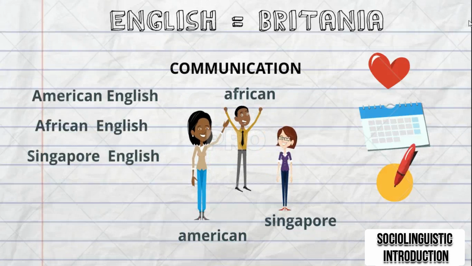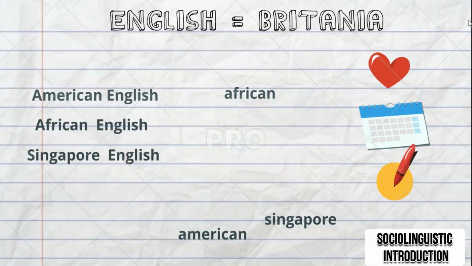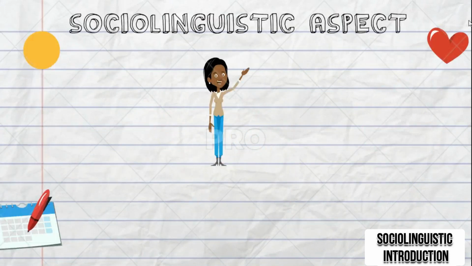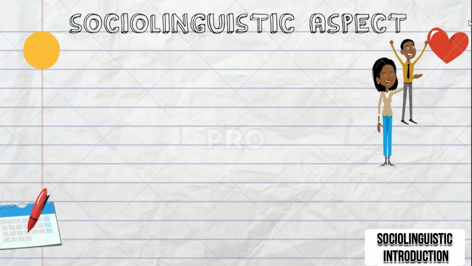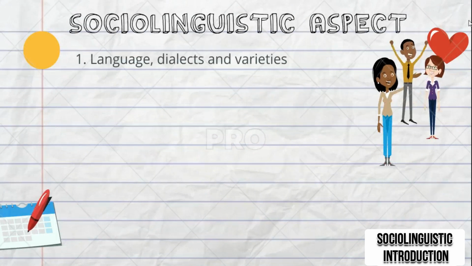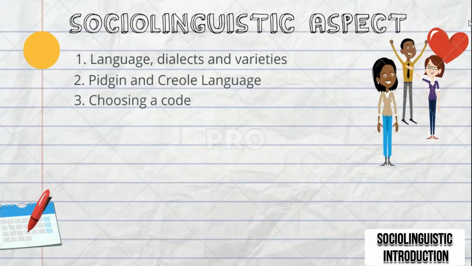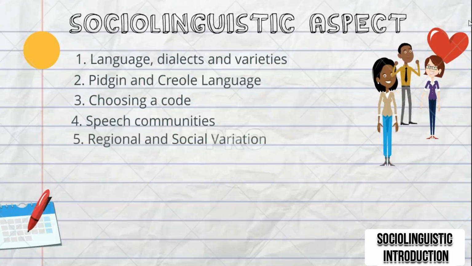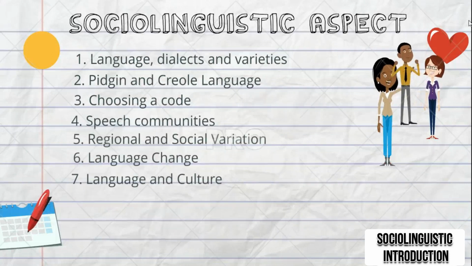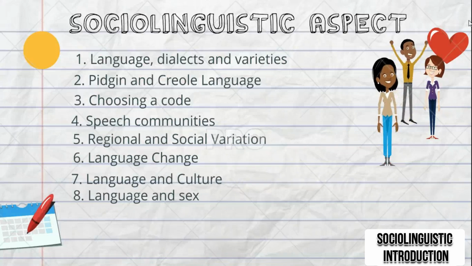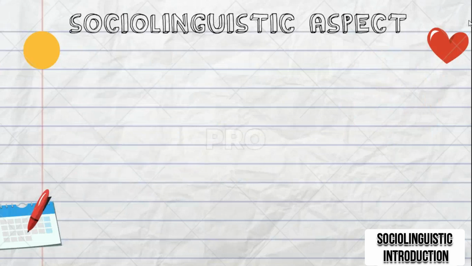There are some materials that should be discussed during this semester. Here are the sociolinguistic aspects. The first is about language, dialect, and varieties. And then second, Pidgin and Creole languages, choosing code, speech community, regional and social variation, language change, language and culture, and the last is about language and sex.